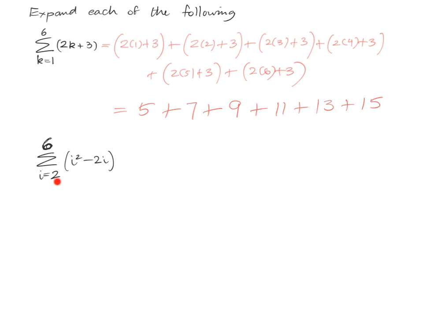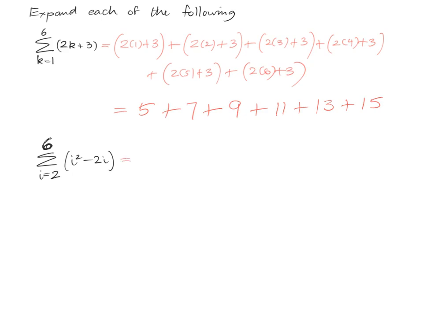Let's take a look at this one. So I want to, again, read this. This is the sum, or sigma, as i goes from 2 to 6 of i squared minus 2i. So again, I'm going to start this time at i equals 2. That's my index, i. And I'm going to plug in 2 squared minus 2 times 2. And then I'm going to do i equals 3, i equals 4, until I get to i equals 6. So let's go through that one.